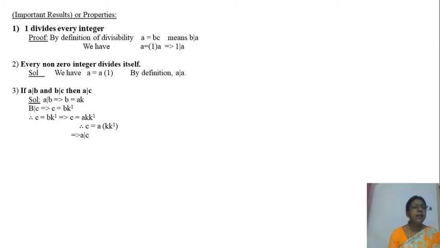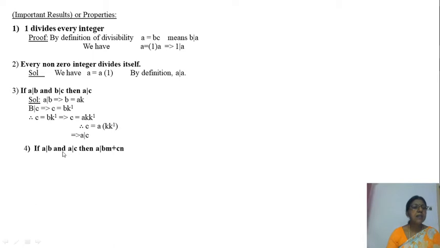Now it means c is equal to a into k k dash. Here k k dash is another integer. C is equal to a into some integer, which means a divides c. That is the required result.